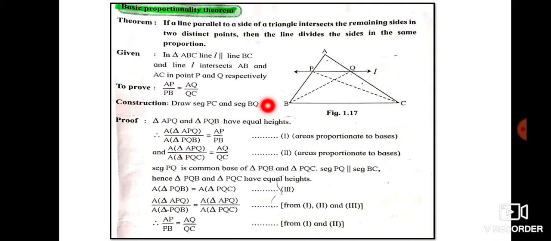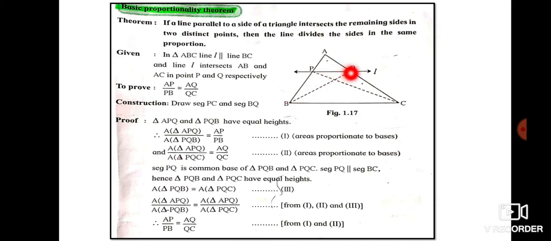Now, to begin with the proof, there is a small construction. You need to join PC and you have to join QB. By drawing these two lines, you get many small triangles. To begin with, first we take triangles APQ and PQB. Now, the bases of these two triangles, that is AP and BP, lie on the same line. The base is not common, but they lie on the same line.